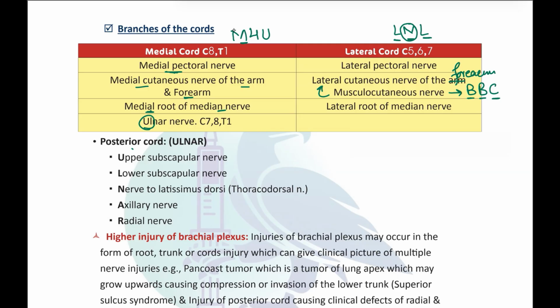With the posterior cord, we have the mnemonic: the upper and lower subscapular nerves, nerve to the latissimus dorsi, axillary nerve, and the radial nerve. The radial nerve has the mnemonic BEST, which supplies the brachioradialis, all the extensors, supinator, and the triceps. Try to focus on these mnemonics; they will be very helpful in solving MCQs. The upper and lower subscapular nerves supply the subscapularis muscle, which is present on the anterior aspect, arising from the subscapular fossa.